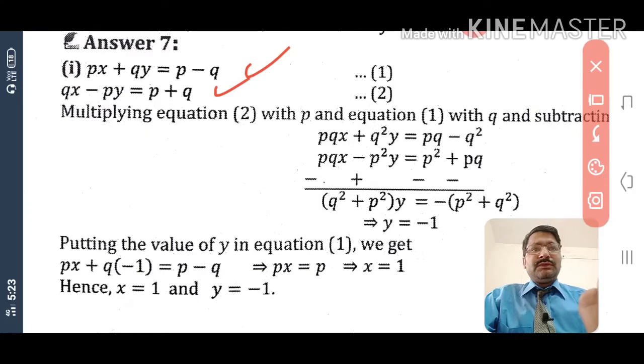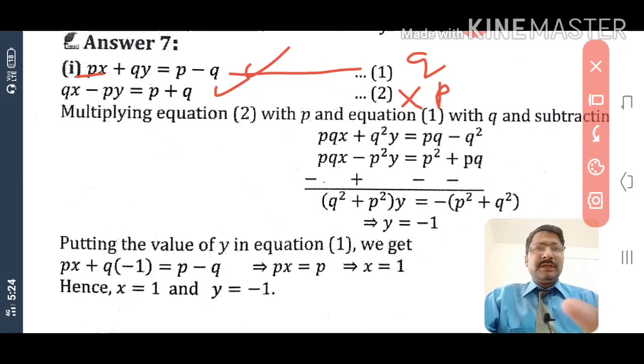For the elimination method, we will make the coefficient of x equal. For that, we multiply equation 2 by p, and equation 1 by q. So when we multiply the first equation by q, we get pqx, then q into q, q square y, then pq minus q square.